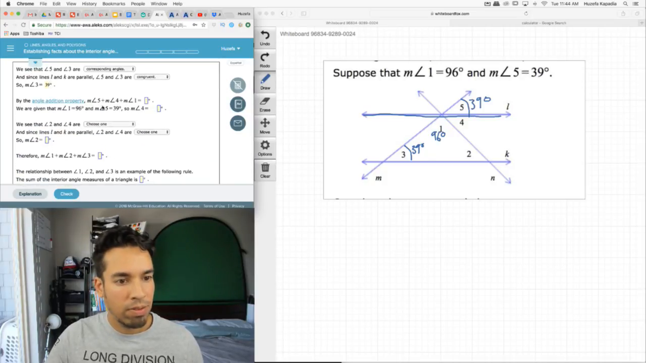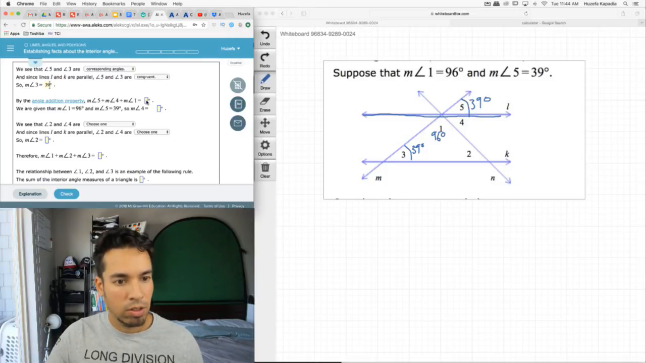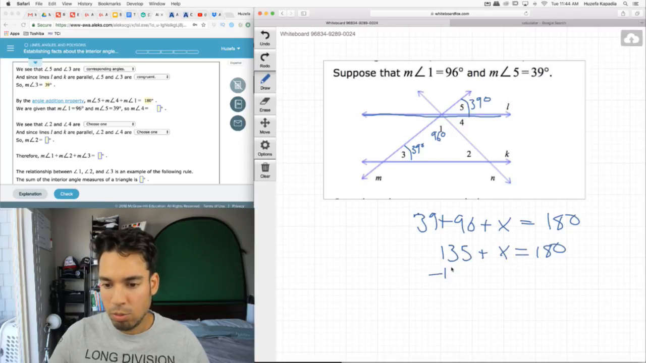By the angle addition property, 5 plus 4 plus 1 equals 180, because they're all along that straight line. Angle 1 equals 96, angle 5 equals 39. Therefore, angle 4 must equal what? Let's try it. 39 plus 96 plus x equals 180. 39 plus 96 is 135. Subtract 135, and x equals 45.